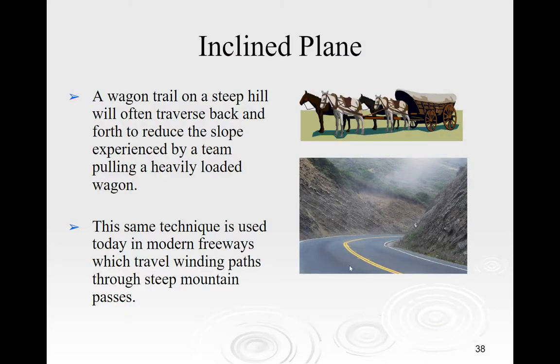All right. So an inclined plane, a wagon trail on a steep hill will often traverse back and forth to reduce the slope experienced by a team pulling a heavily loaded wagon. This same technique is used today in modern freeways, which travel winding paths through steep mountain passes.